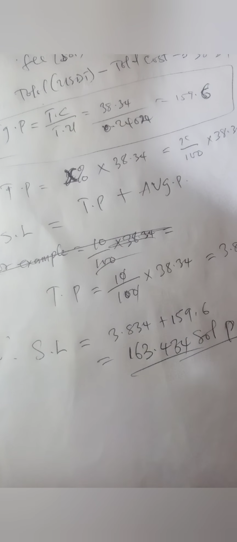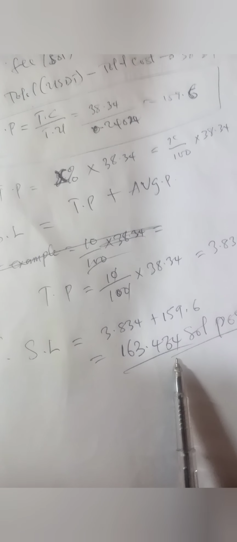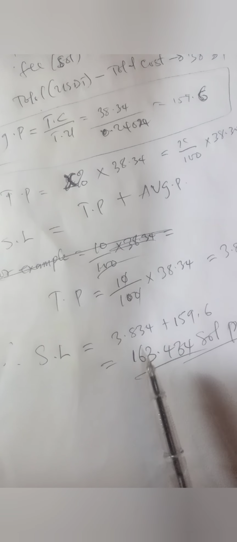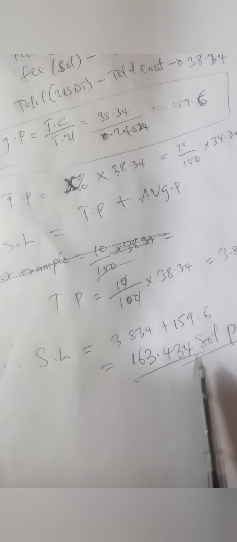Therefore, your selling price is your take profit, which is this, plus the average. You now have 163.43, which is the position at which you will set the limits to sell that SOL or that particular coin.